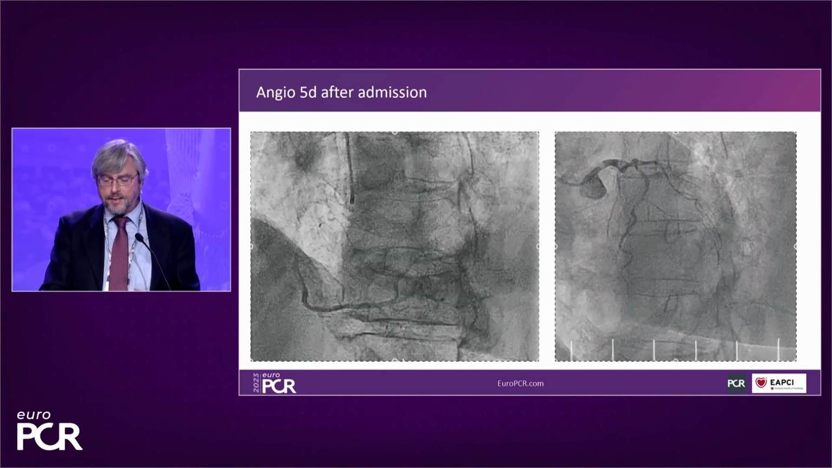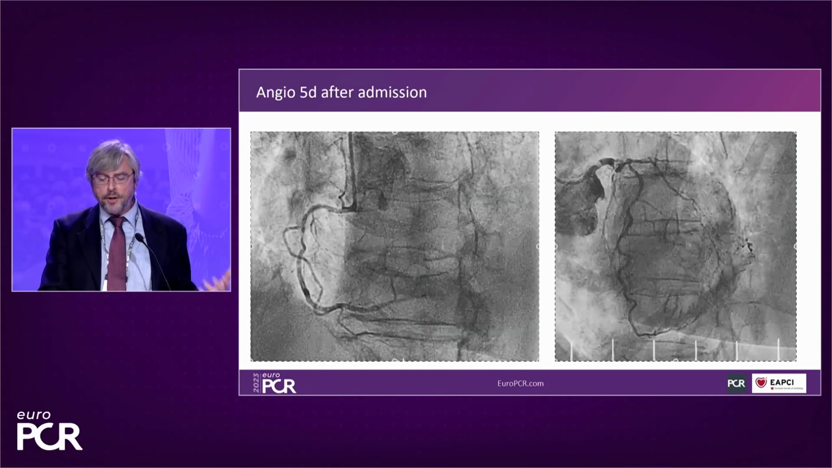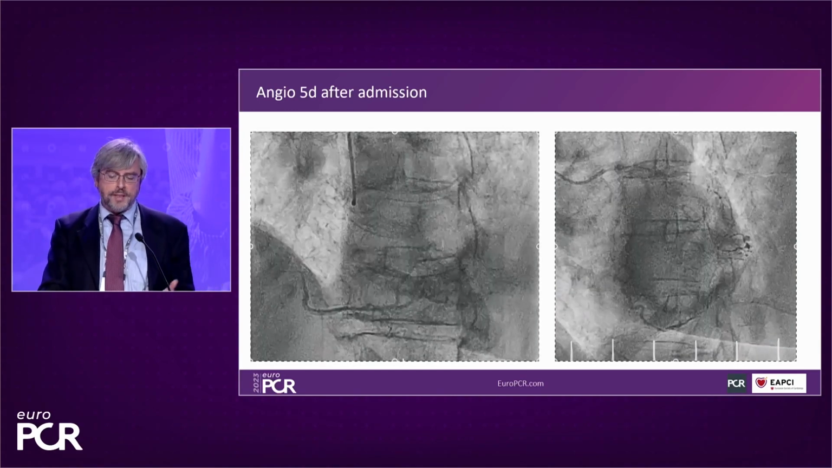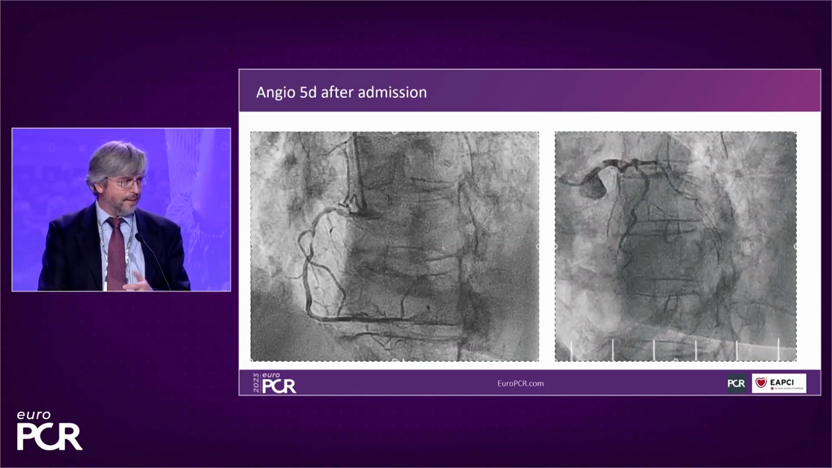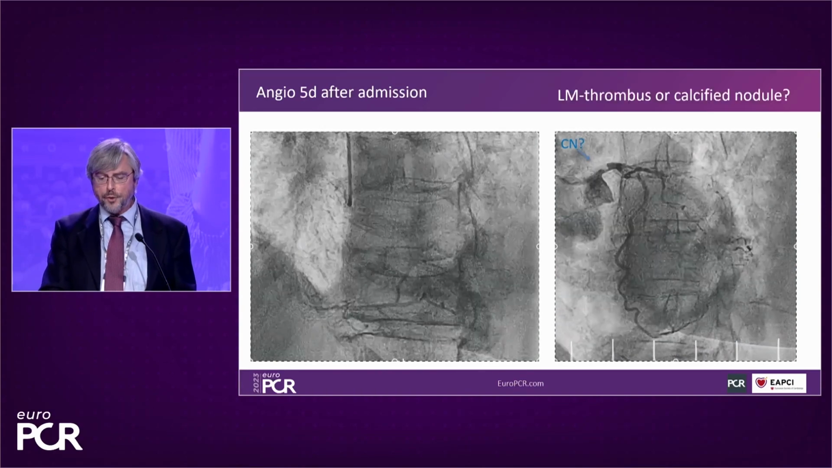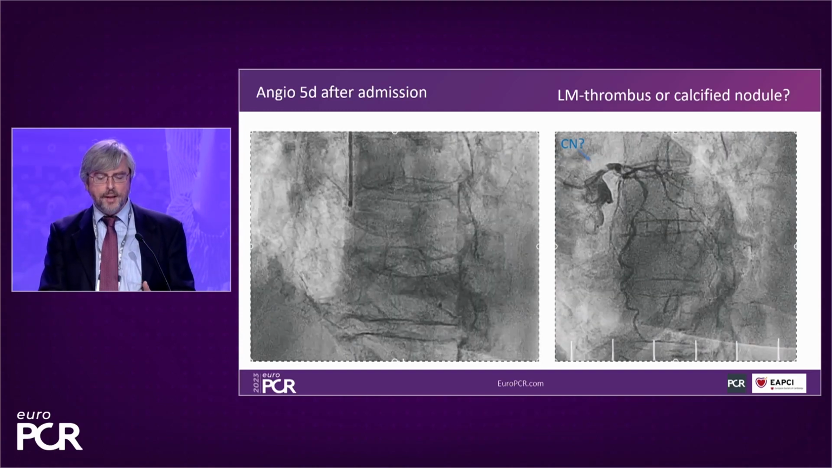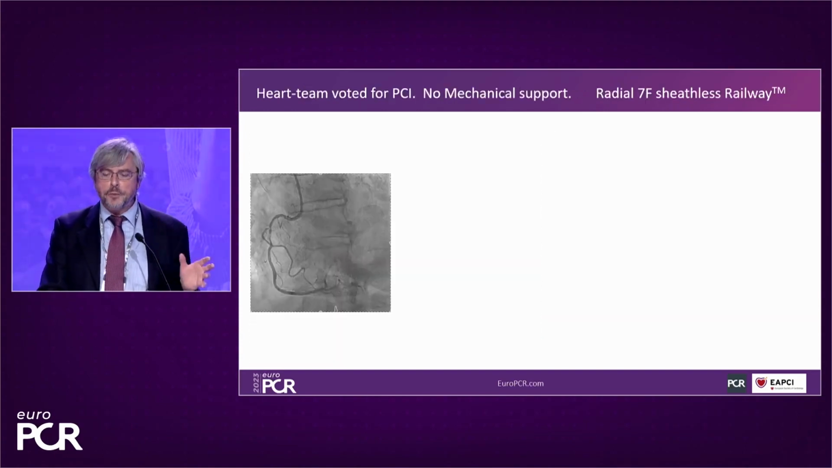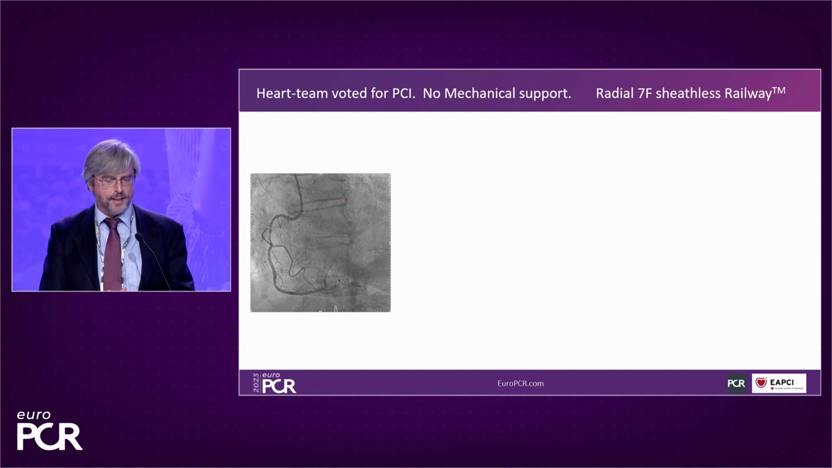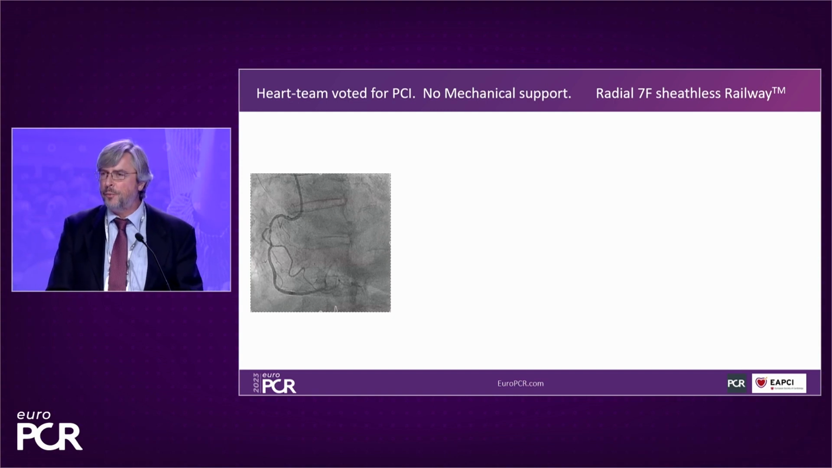There was still this morphology in the circ area where we cannot really specifically address it, I think, at this stage. So we were thinking, is this left main thrombus? Is it a calcified nodule? Actually, the case was presented to the surgeon again, and it was decided that there was no way we could help her surgically. And it was also decided we could not expect to help her with mechanical support.